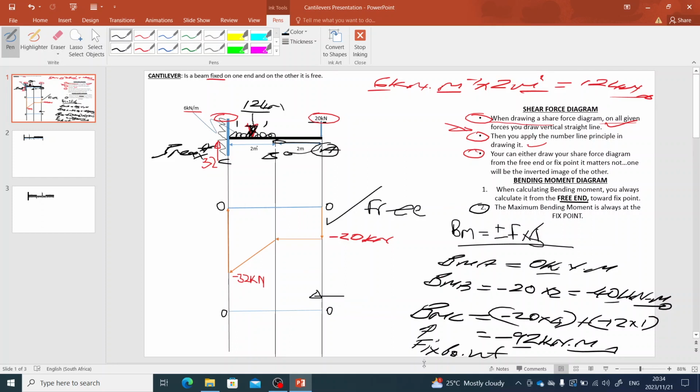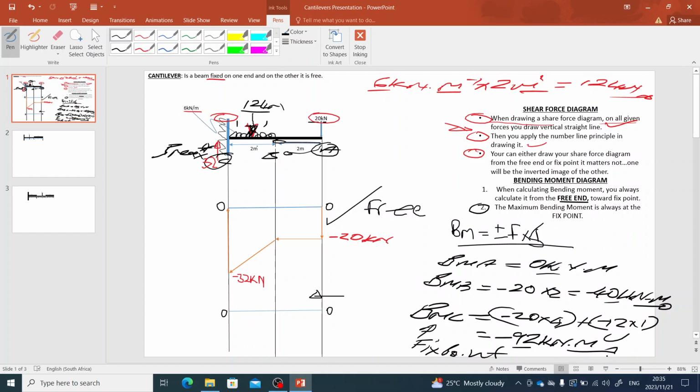Now, in exam, if they say to you, what is the maximum bending moment? Please give them the value that you would have calculated at the fixed point. And in this case, it is negative 92 kilonewton meter.